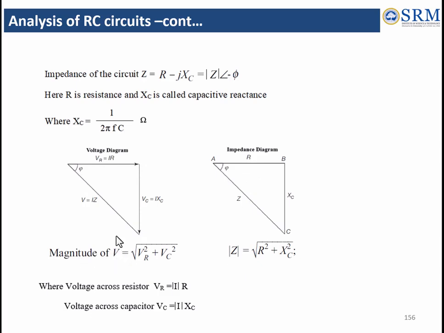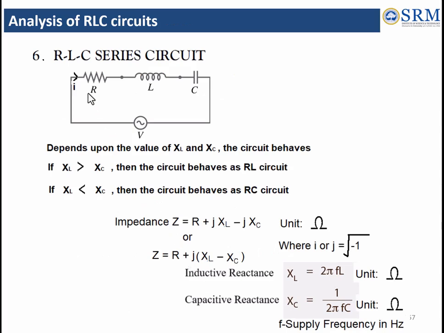So the magnitude of V is nothing but the root of VR square plus VC square. Impedance value is the root of R square plus XC square. Voltage across the resistor is magnitude of I into R. Across the capacitor is magnitude of I into XC. This is about the RC series.